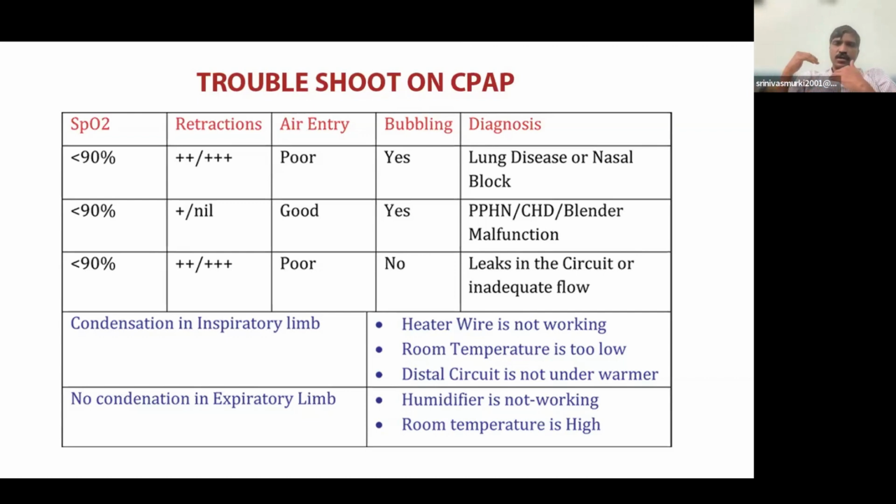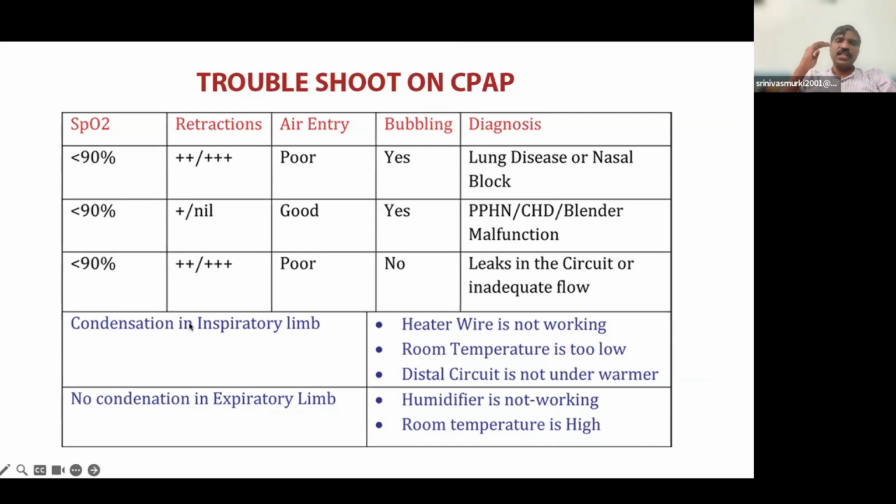Third scenario, saturations are low, retractions are there, breath sounds or bubbles are not heard, bubbles are not seen. If bubbles are not seen, it means the circuit pressures are not adequate. That means there is a leak somewhere in the circuit, leaks in the mouth of the baby or leaks at the interface. So you comfort the baby, calm the baby, ensure that there are no leaks so that bubbles are seen and bubbles are heard.